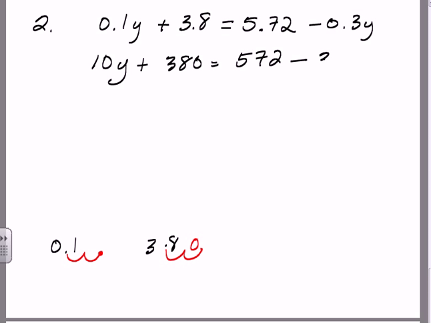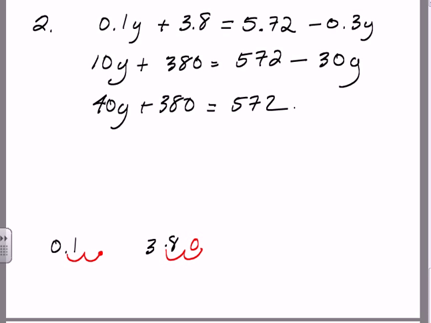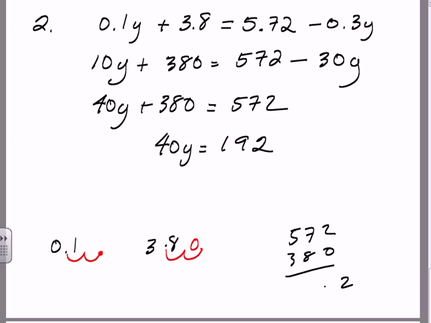equals 572 minus 30y. I'm going to add 30y to both sides. I'm going to subtract 380 from both sides. And that would give me 198. Did I do that right? I mean 192. Let me check that. 572 minus 380, 192.